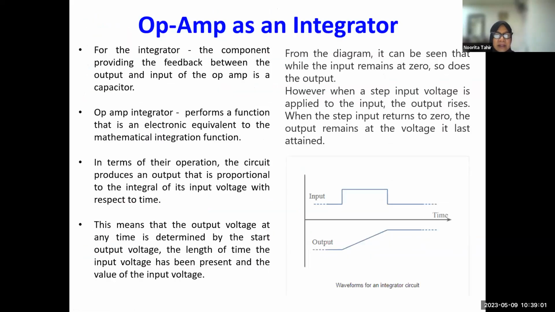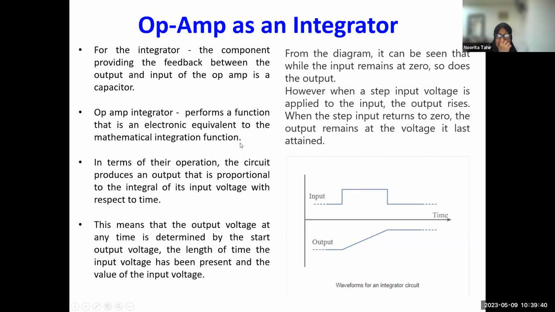Okay, the next one, I think this is the last one for today: op-amp as an integrator. It is something like this. If the input is 0, the output will stay 0. When the input is increased, the output will increase until the maximum, and once the input goes back to 0, the output stabilizes at the last value it reached. So that's why it goes straight here.